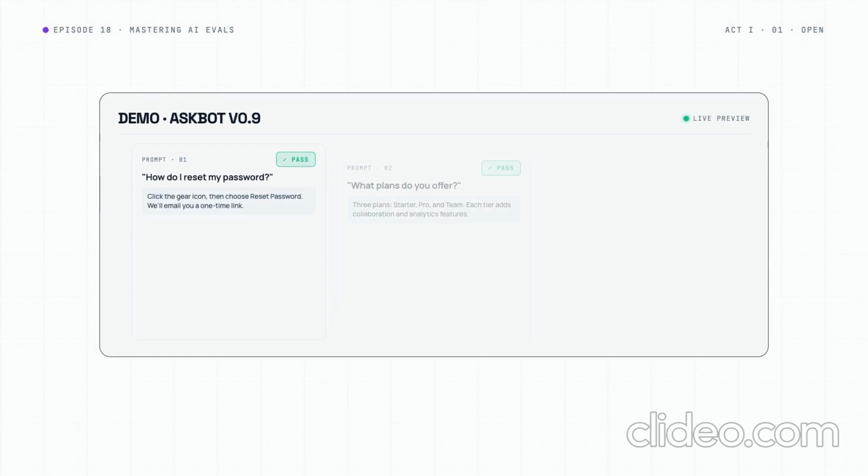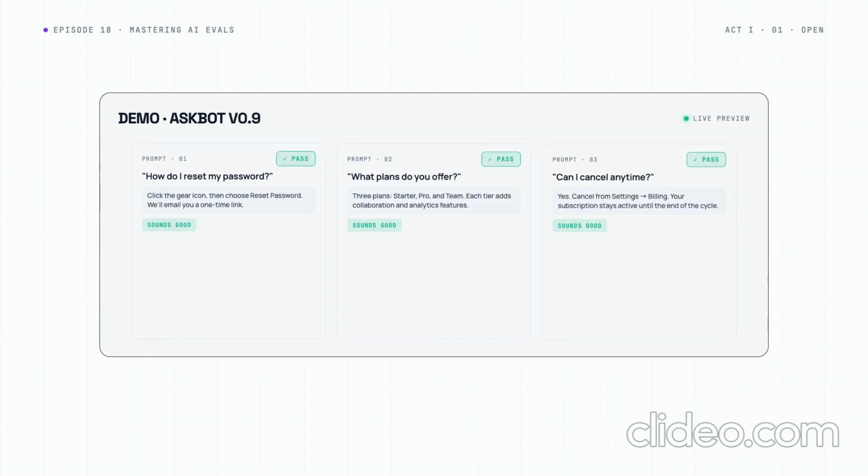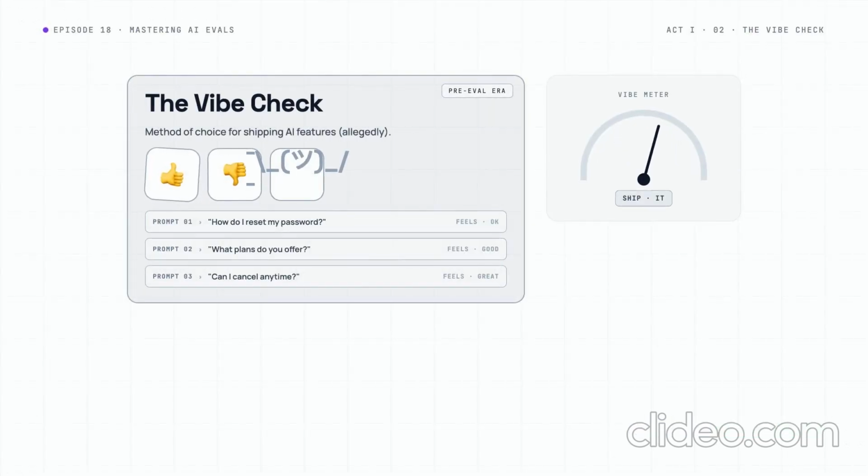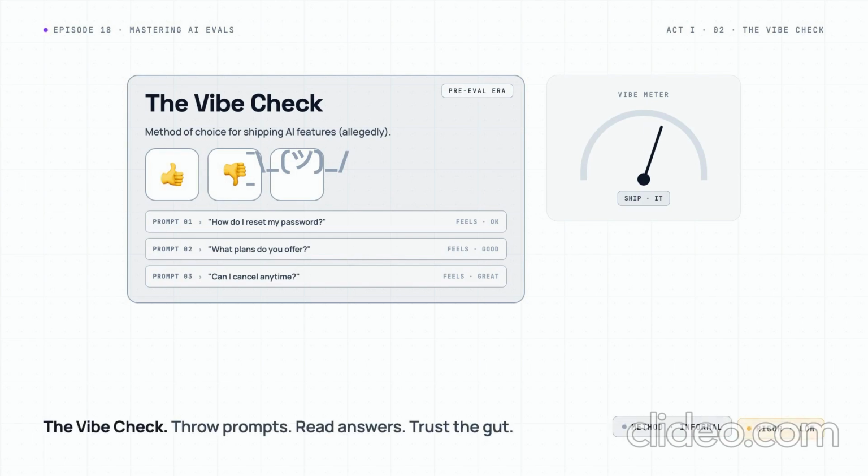So you ship the demo. The first few prompts work, smiles around the table. But before that thing goes live to real users, how do you actually know it's good? For most teams, the answer is the vibe check. You throw a couple of prompts at it, you read the answers, the vibes feel right, and you launch.